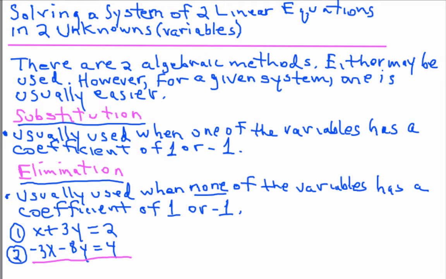Elimination, on the other hand, is usually used when none of the variables has a coefficient of 1 or negative 1. Now, in our particular example, since the x has a coefficient of 1, now it's not written, but when it's not written, it's assumed to be 1. And therefore, we're going to use the method of substitution.